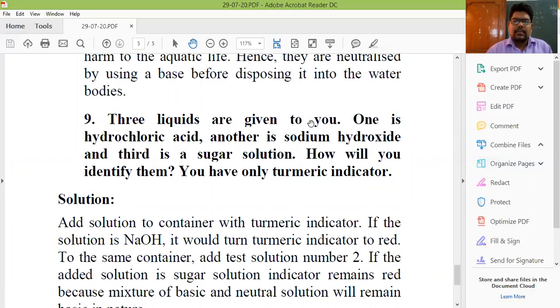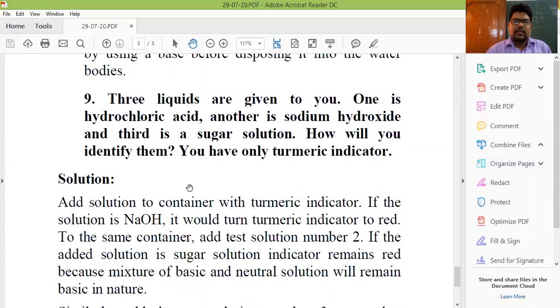Three liquids are given to you. One is hydrochloric acid, another is sodium hydroxide, third is sugar solution. How will you identify them? You have only a turmeric indicator.